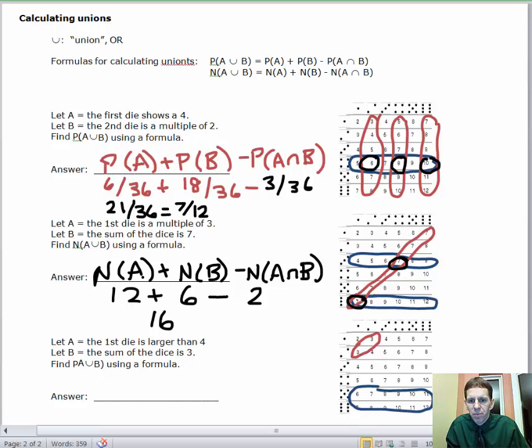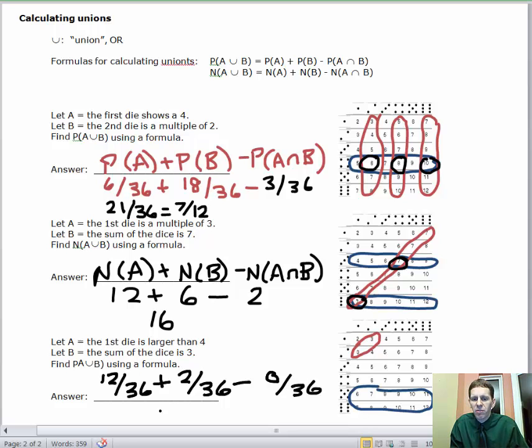The probability of event A are these 12 numbers that were circled in blue out of 36. The probability of B are these 2 numbers that were circled in red. And our intersection, well, they have nothing in common, so we don't have to subtract anything off. There are no duplicate items. All you have to do is count the events that are in blue and red. There are 14 out of 36 altogether. That is equal to, when you divide both top and bottom by 2, 7 over 18.